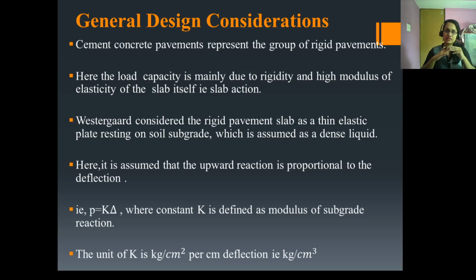So coming to the general design considerations, the cement concrete pavements represent the group of rigid pavements. Westergaard considered the rigid pavement slab as a thin elastic plate resting on the soil subgrade, which is assumed as a dense liquid. Here it is assumed that the upward reaction is proportional to the deflection, that is P equals K delta, where K is the modulus of subgrade reaction. Its unit is kg per centimeter square per centimeter deflection, that is kg per centimeter cube.